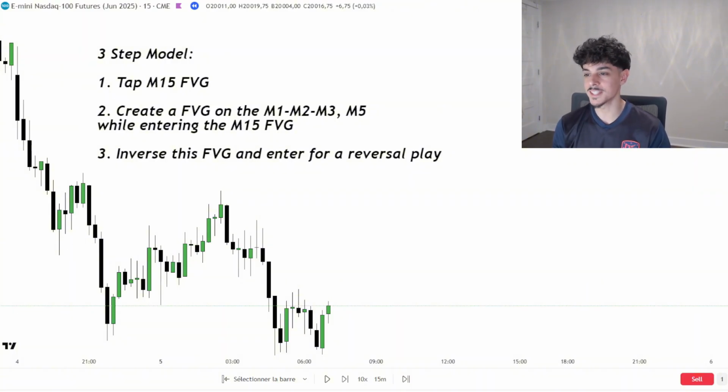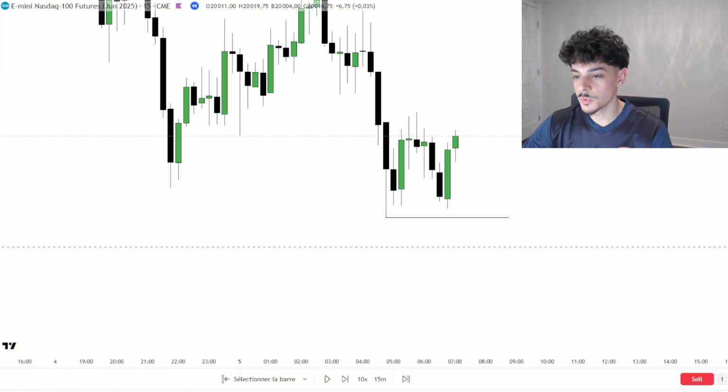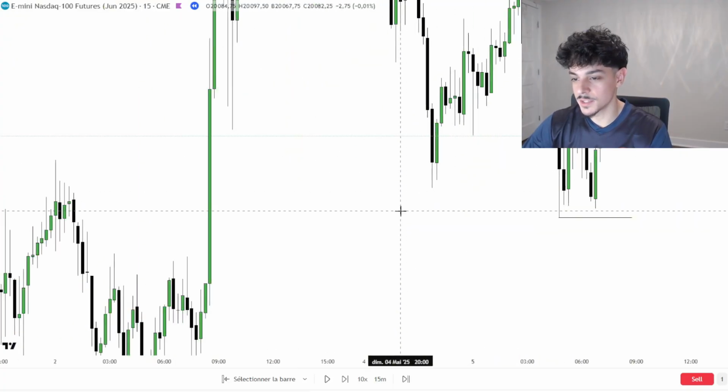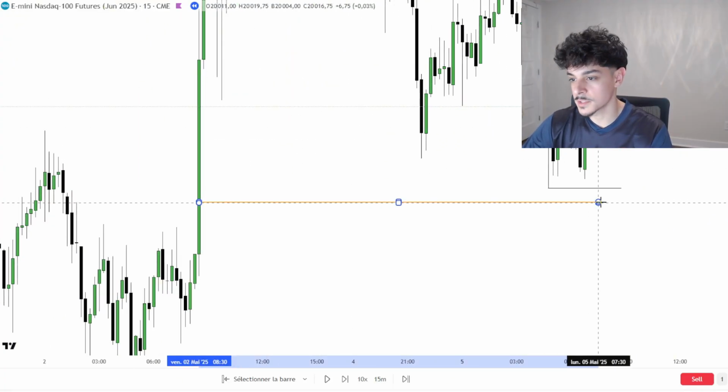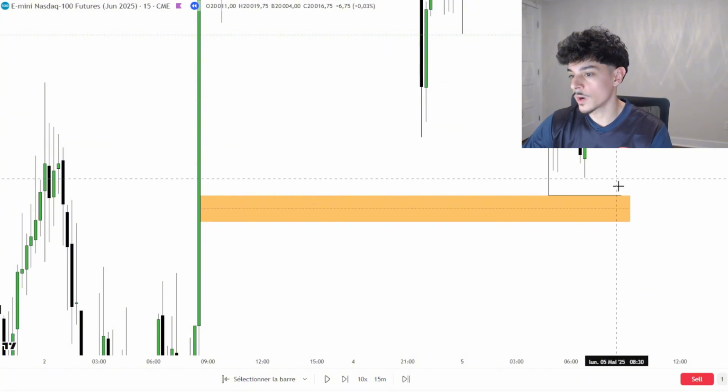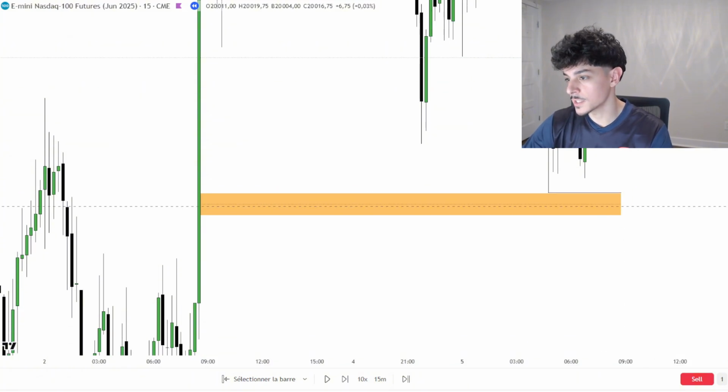Then the third step is you wait for that fair value gap that got created to get inversed. And let me just show you a few examples of that before we go into the examples. So the first thing I'm doing in the strategy is that I go on the 15-minute chart and I mark out my fair value gaps. Okay, those are my zones where I expect buyers or sellers to step in.